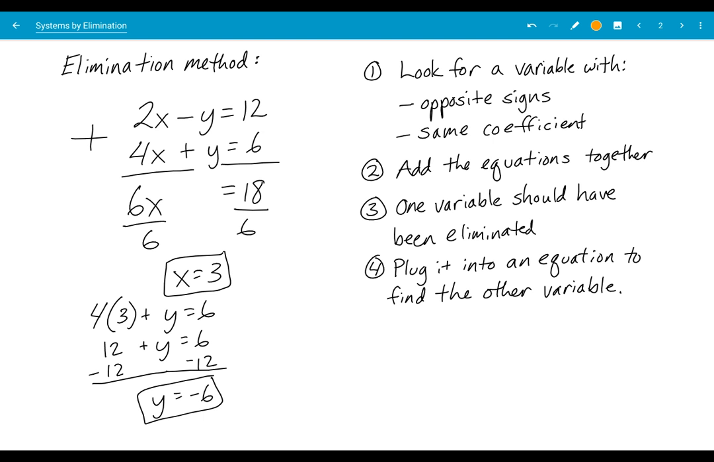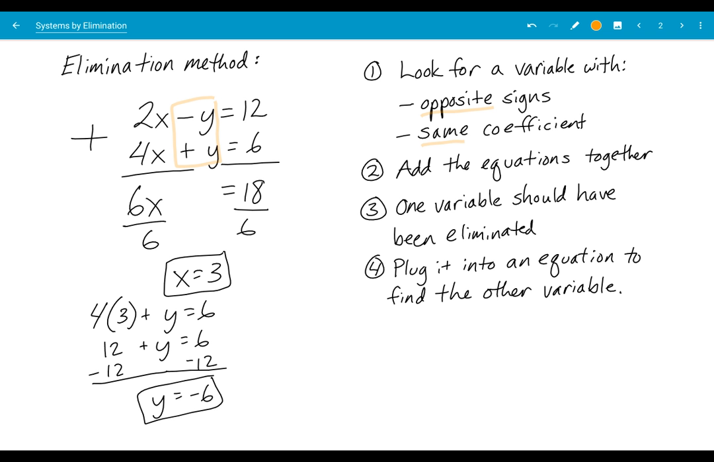For the elimination method, here are some steps. You're going to have two of these equations in standard form, and your job is to look for a variable that has opposite signs and the same coefficient. So here, looking at the x's, they don't have the same coefficient, and they're both positive, so they don't have opposite signs. But if I look at the y's, that's very convenient. They have the same coefficient of 1, but opposite signs. One's negative, one is positive. Now, if I add these two things together, they equal 0, which is how they become eliminated.